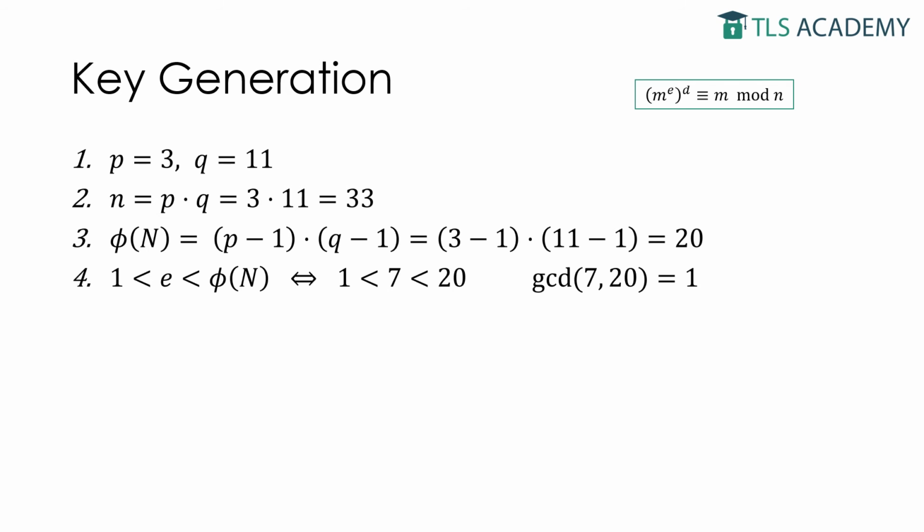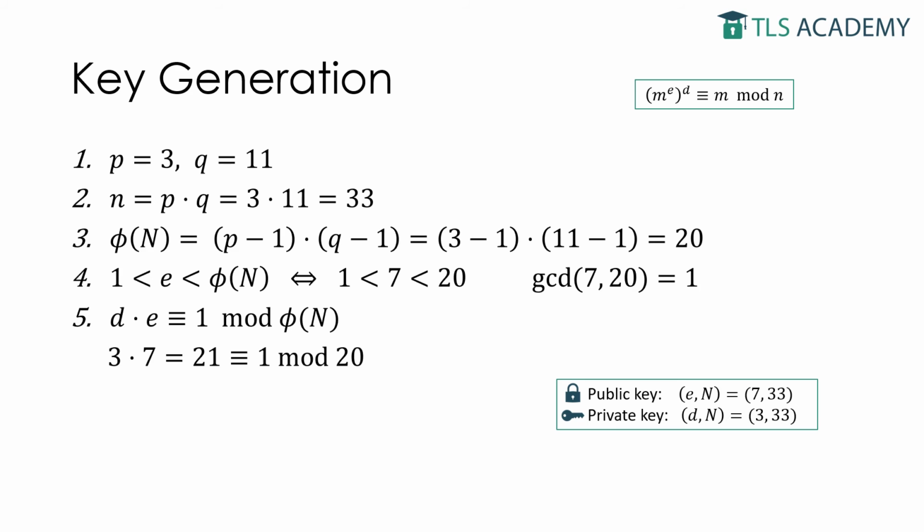The last step is finding the private key d. For this, we have to find a positive integer that equals 1 modulo 20 when multiplied with 7. For the value d equals 3, this relation holds. We have thus found all the necessary keys. The public key is 7 and 33, and the private key is 3 and 33.